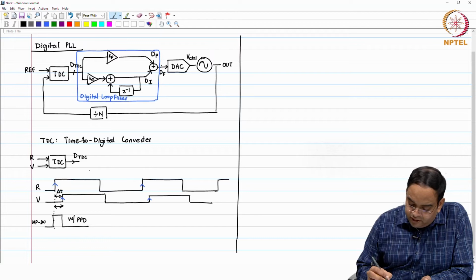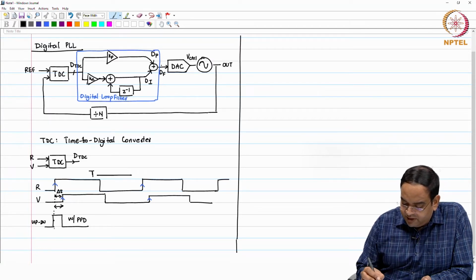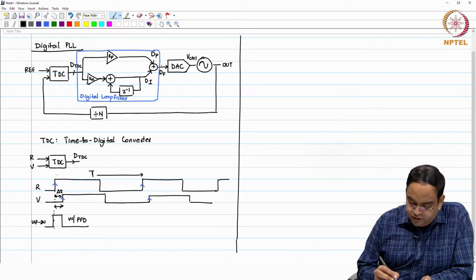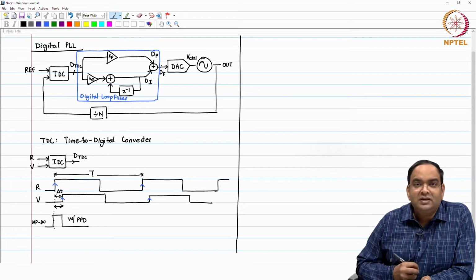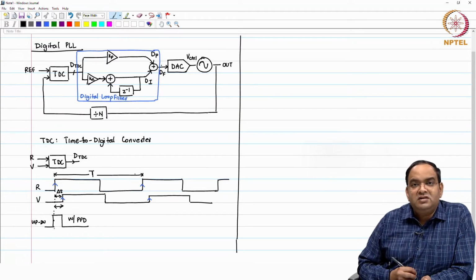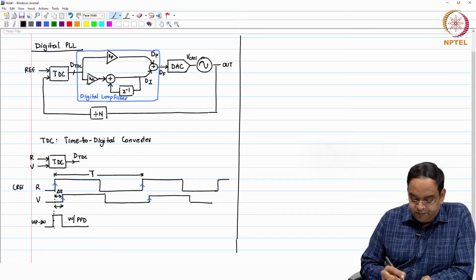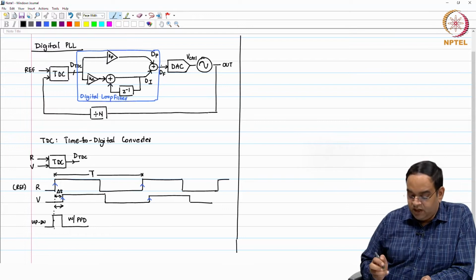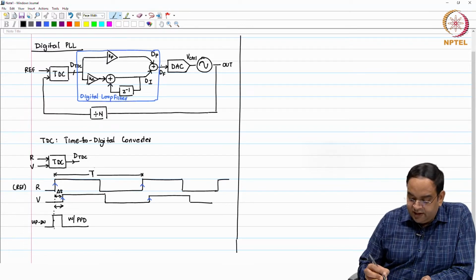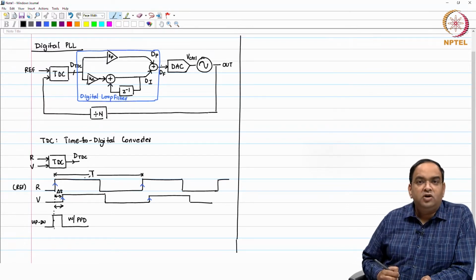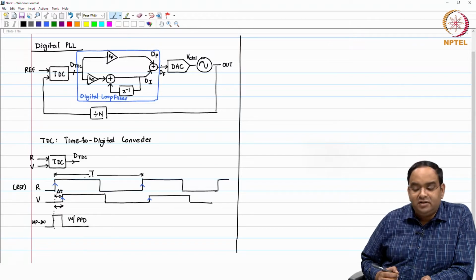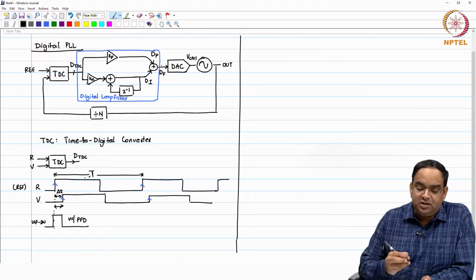So, here you have a reference clock period which is capital T. The clock which acts as a reference in the measurement of time is your reference clock itself. So, this delta t error is now digitized in some digital word.